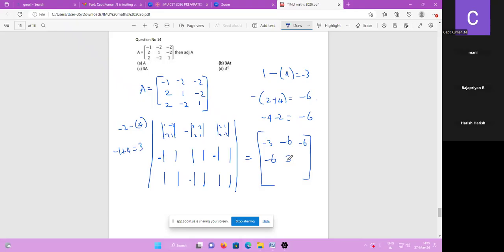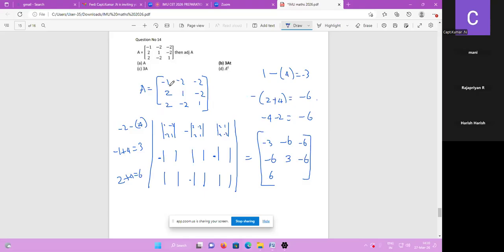Okay, now this one again we do, it becomes minus 6. This becomes plus 6. Maybe you'll do. Okay, cancel these two. Minus 2 into minus 1, 2. 2 into minus 2, 4. So plus 4, which is 6, this value.